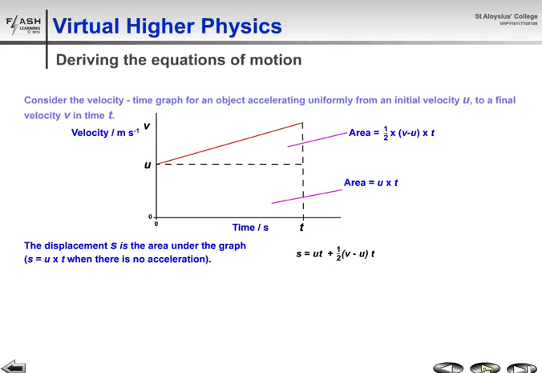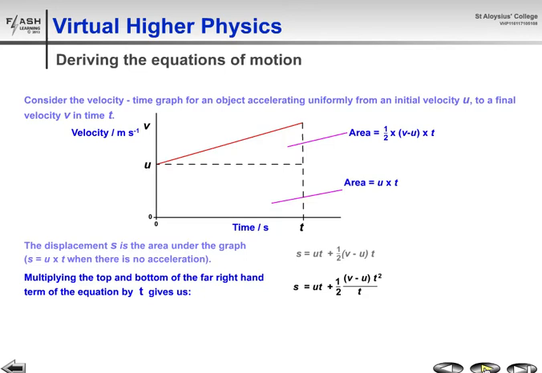So we would split that into a rectangle and a triangle as normal. And the area of the rectangle would be its height, which is u, and its length, which is t. So it would be ut. And the area of the triangle, well, it's also got a length of t, but its height is v minus u. So its area is a half brackets v minus u times t. And notice this would simplify if there's no acceleration just to s equals ut, it would just be the rectangle bit.